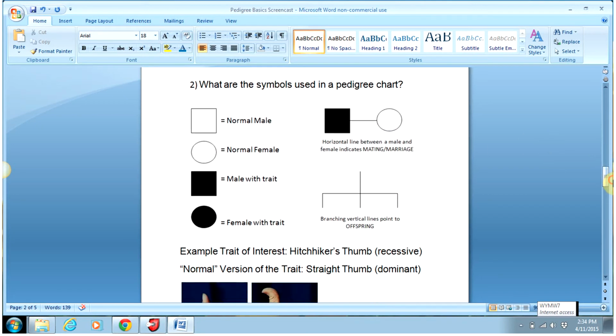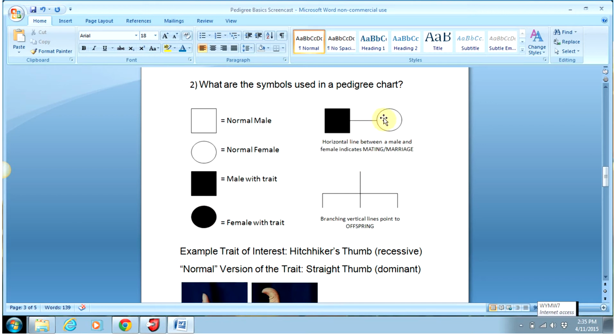Guiding question number two asks, what are the symbols used in a pedigree chart? We always use squares to represent males, and we use circles to represent females. If you see an unshaded square or circle, that's going to represent an individual that's normal, that does not show the trait that we are tracking. If the square or circle is shaded, that's going to represent an individual that has the trait we are tracking.